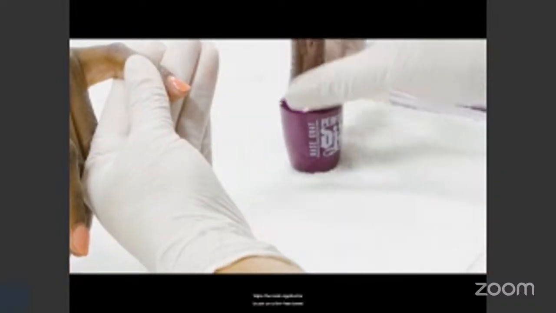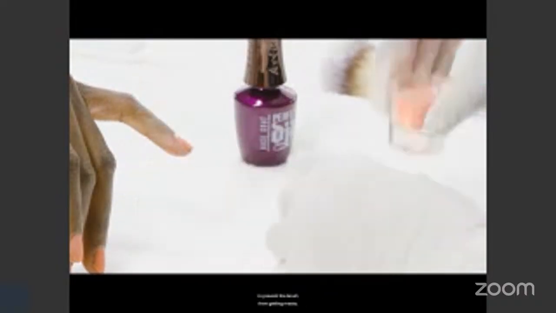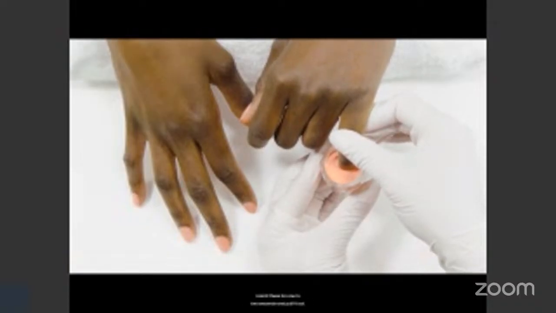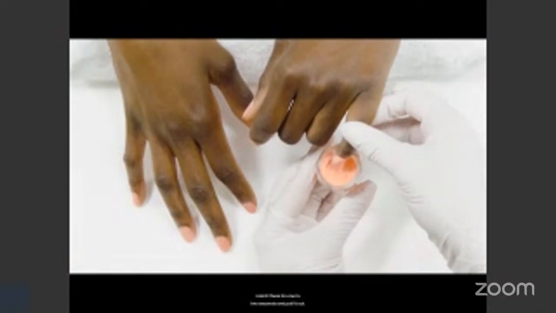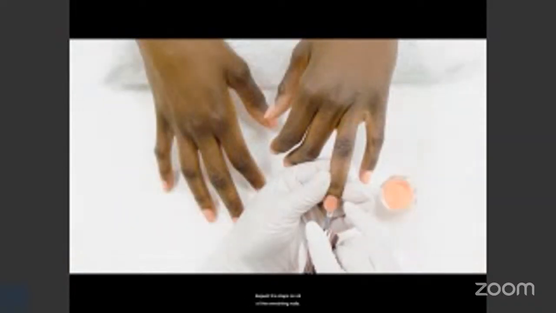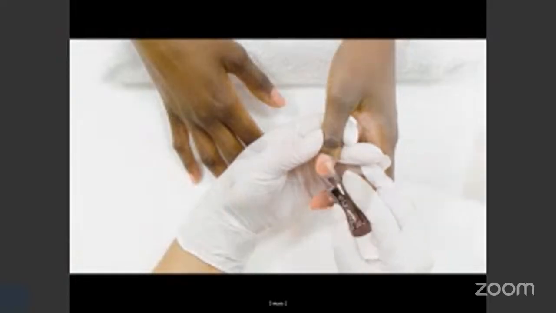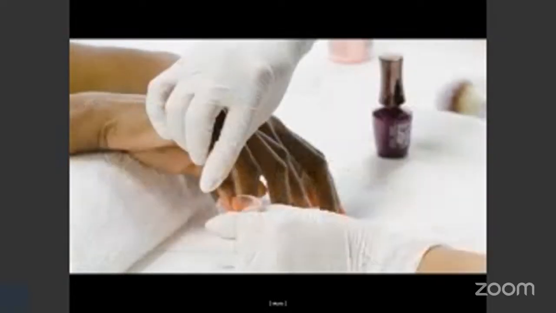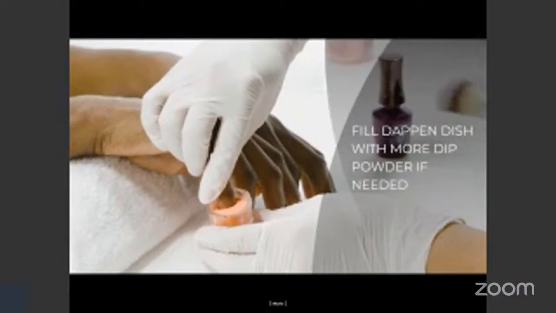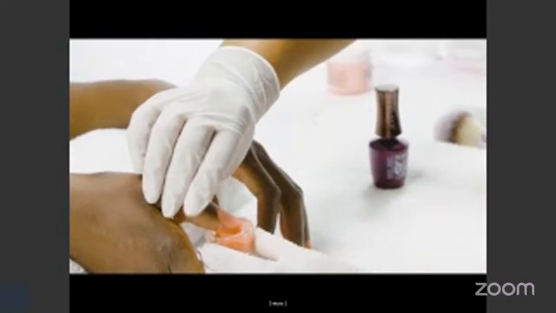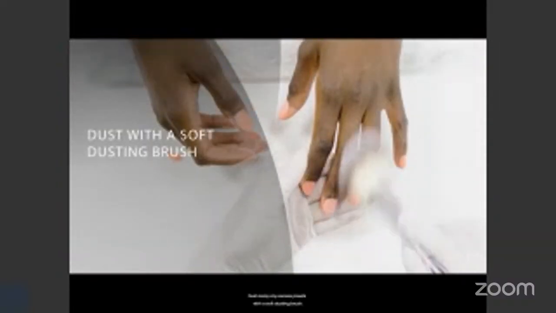Wipe the resin applicator brush on a lint-free towel and put it back in the bottle to prevent the brush from getting messy. Quickly dip the nail into the dappen dish of colored powder. Hold it there for 1 to 2 seconds and pull it out. Repeat the steps on all of the remaining nails. Dust away any excess powder with a soft dusting brush.